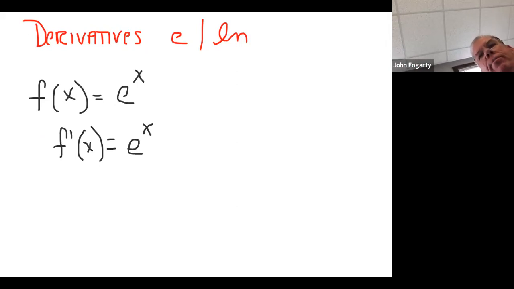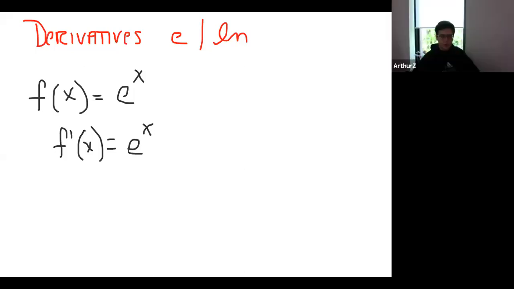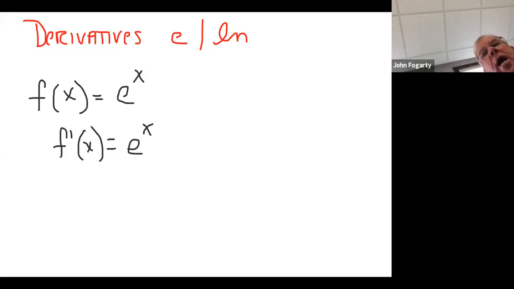What's your rule? The derivative of e to the x is? Hello? What's the rule? Drop the x. Whatever you got, e to the x, the derivative is e to the x. So what's the derivative of e to the third? E to the third. What's the derivative of e to the negative 7? E to the negative 7. You don't even have to do any thinking.